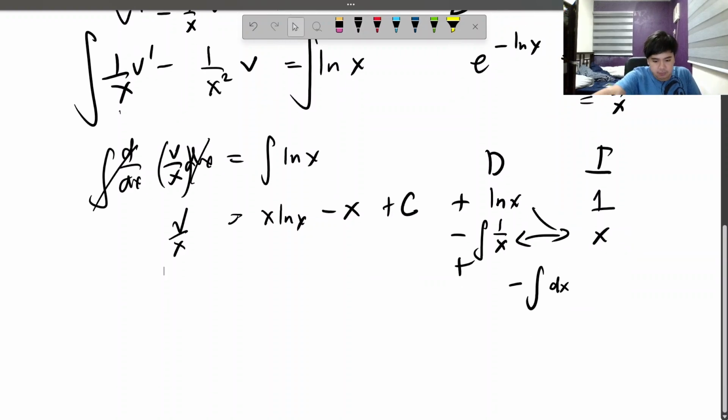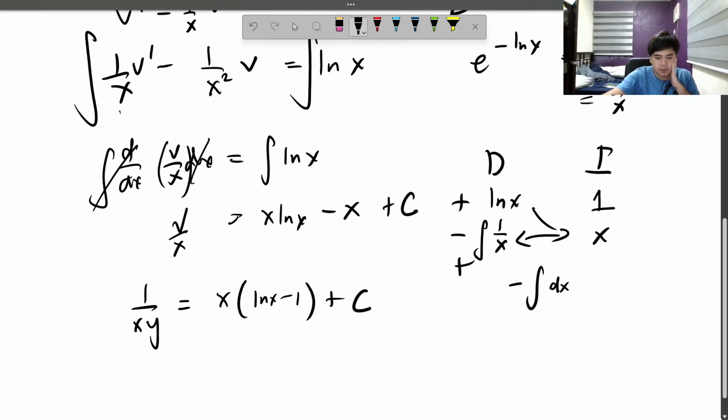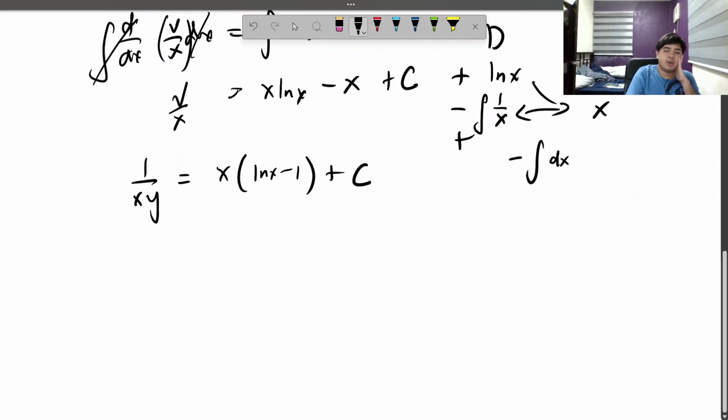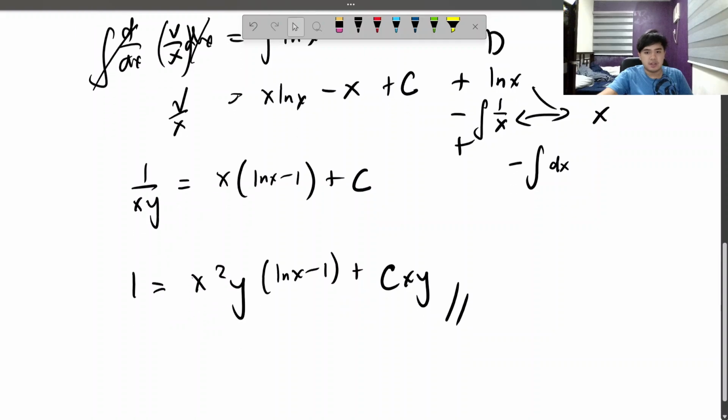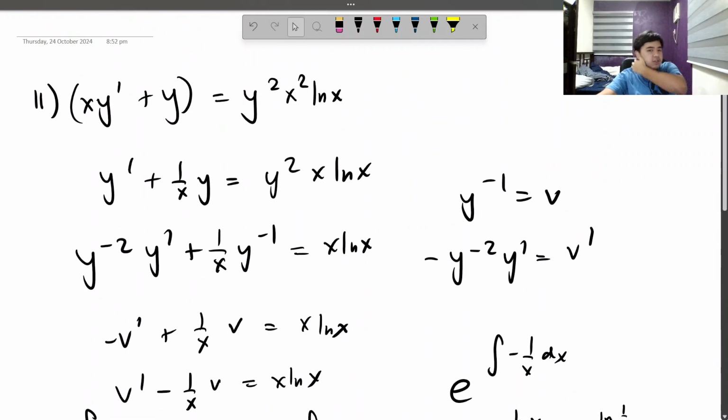Oh, no, no, sorry. Hold on. v is y to the negative 1. So we can put 1 over xy equals x times ln x minus 1 plus c. I can do that. Then we multiply both sides by xy if we want a nice answer. So we get 1 equals x squared y, then ln x minus 1, plus c xy. That's going to be the answer. And yeah, that's it. So that is the answer for number 11.